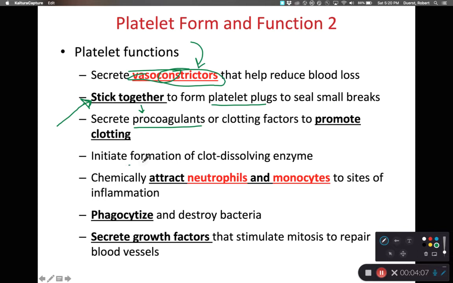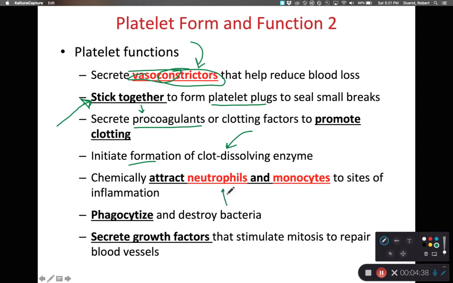They are also going to initiate the formation of a clot-dissolving enzyme, which seems kind of counterintuitive. Why would a platelet promote clotting, and then also initiate the process of dissolving a clot? If they were to do that at the exact same time, that would not make a lot of sense. But some of these chemical reactions are time-dependent, and that's how a platelet can both promote clotting and promote the dissolving of a clot.